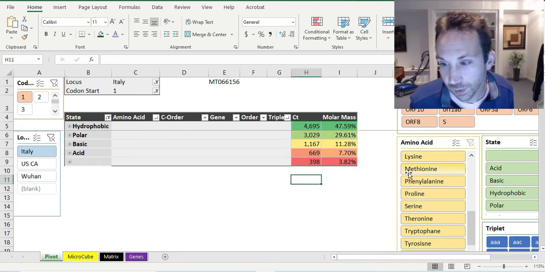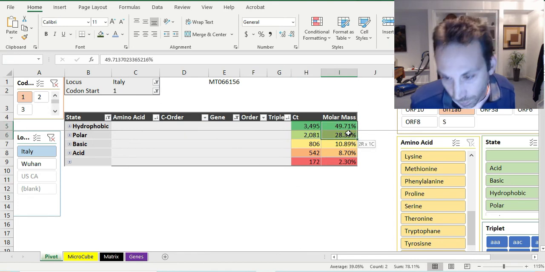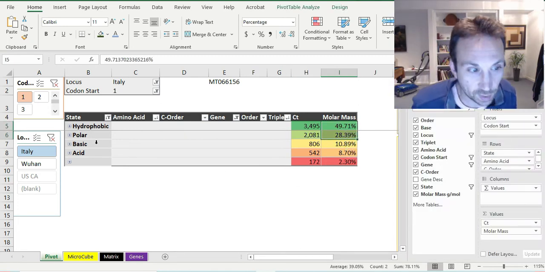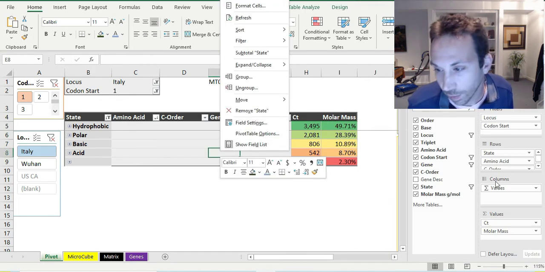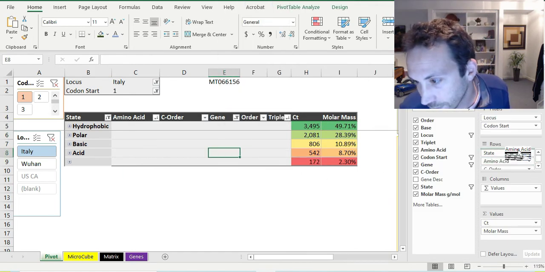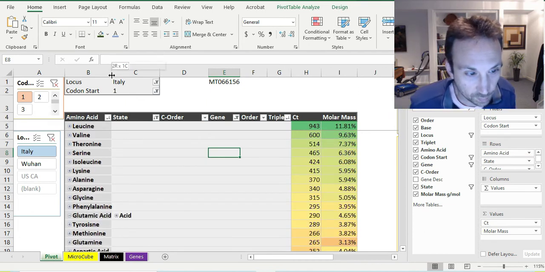You can also do this by genes. The one gene that I want to go after, because it's the biggest gene, is this ORF1AB gene. This ORF1AB gene seems to be probably a lot of the structure of the virus, I would imagine. And 78% of it is either hydrophobic or polar materials. What's the breakdown of the actual amino acids that are in there? It's still predominantly leucine or whatever.